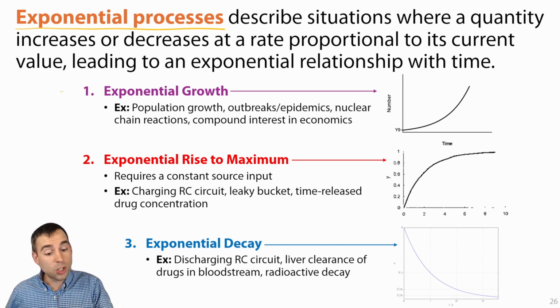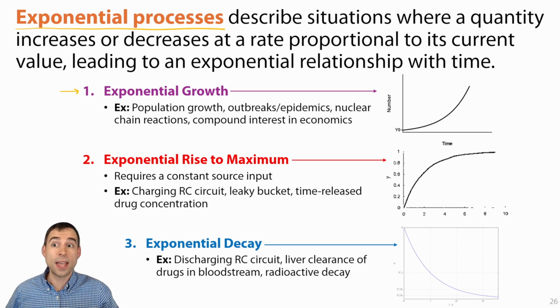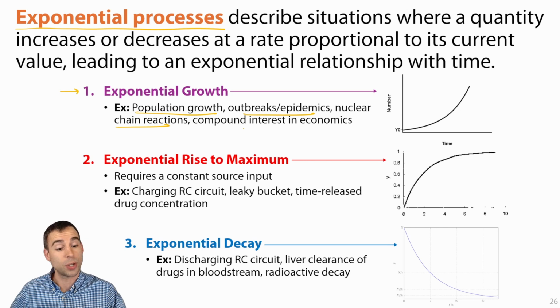First, we have exponential growth, which essentially says that the amount of stuff that we originally have will affect the growth rate, and the more that we have in the beginning, the greater the growth rate will be after some time period. This is the case for population growth, outbreaks and epidemics, nuclear chain reactions, and compound interest.